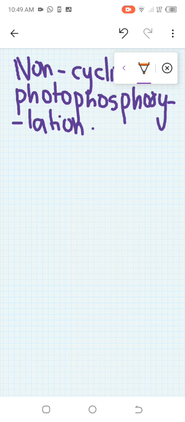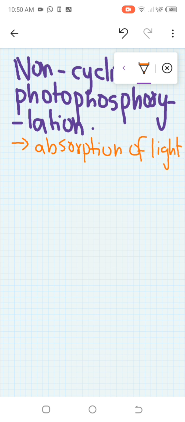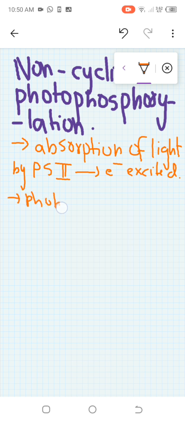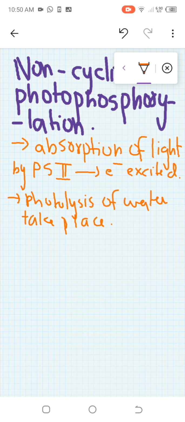Let me highlight some points. Like absorption of light by PS2 and its electron get excited. Okay. First of all, light absorbed by the PS2, photosystem 2. Absorption of light by photosystem 2, then electron get excited. Fine. After that, when electron get excited, what process will take place? Photolysis of water takes place, means breakdown of water.